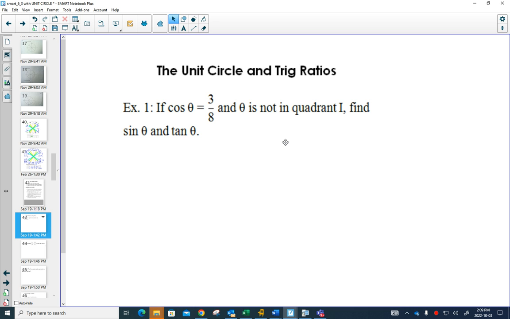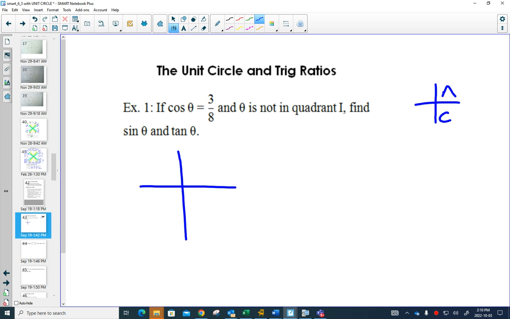But where is this triangle? We draw an angle in standard position. It's not in quadrant 1. What quadrant would it be in? Well, according to the CAST rule, if cosine is positive, it's either in quadrant 1 or quadrant 4. And since it's not in quadrant 1, you know that the angle has to be in quadrant 4.